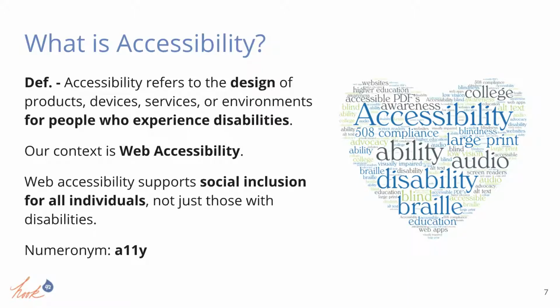But what is accessibility? Accessibility is the design of products, devices, services for people who experience disabilities. And the context in which we are talking, for this session, is web accessibility, right? Because accessibility is like everything, like can you get into this building? Can I use this? Can I use an iPhone, right? So web accessibility supports social inclusion for all individuals, so everybody can get the information and services that are provided through web systems.